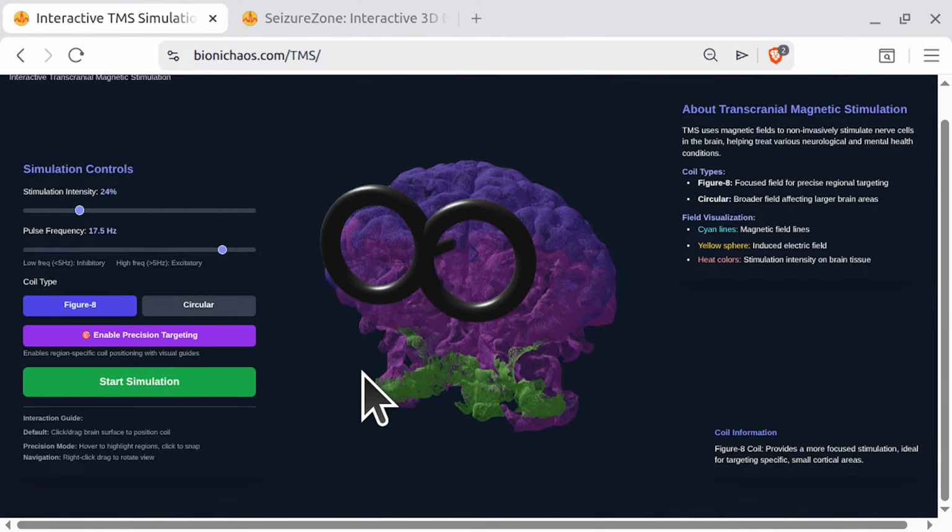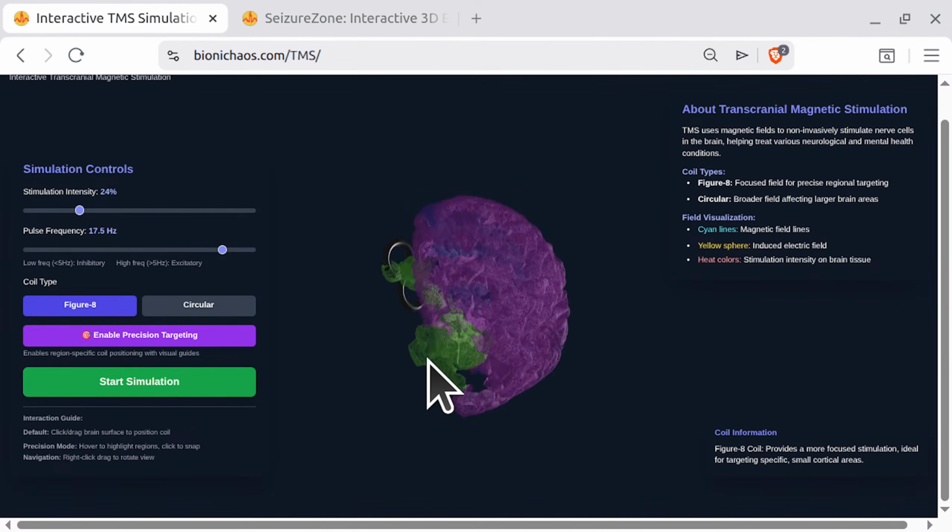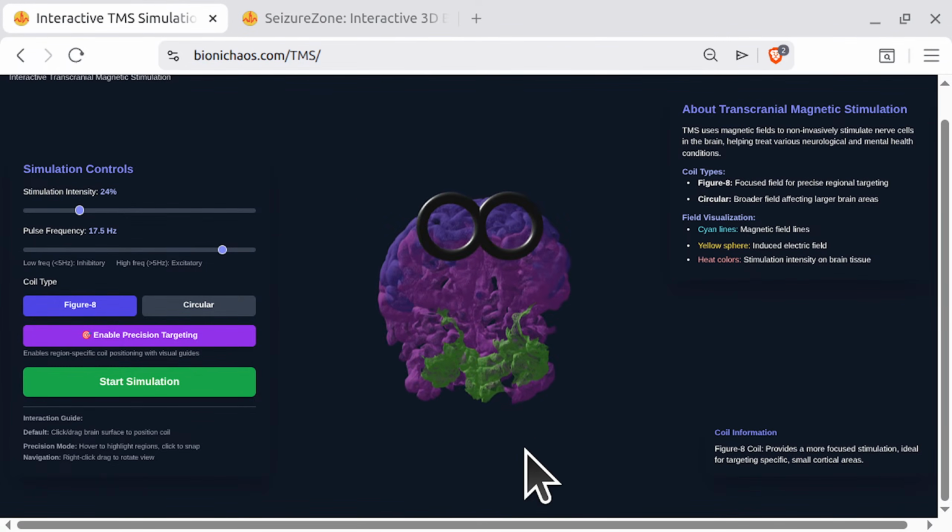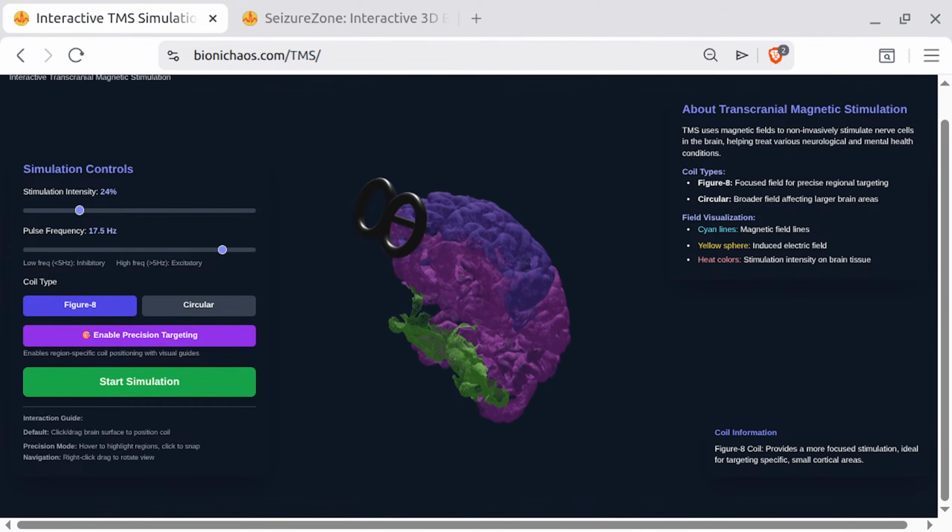Wait, so the transcranial magnetic stimulation model is using the same brain model. But then is there a copy of it, or is that called TMS? So we have seizure zone, we have TMS. We'll get there eventually. It will be painful. Yeah, we have a copy of that model, so that's not ideal. How big is it anyway?